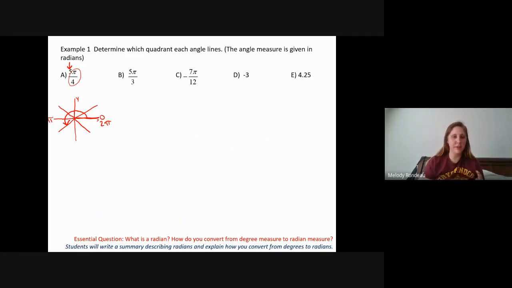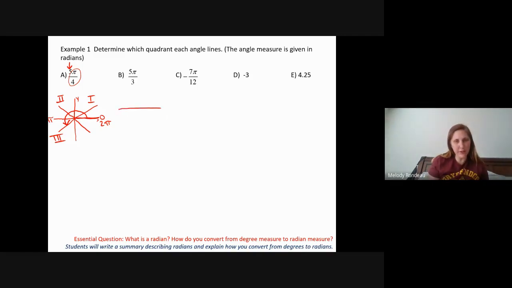Go ahead and type your answer in the chat. Put your answer in the chat. Which quadrant did we land in? I'm seeing a lot of 3s. I think 3. They got it. Awesome. So 1, 2, 3. That is quadrant 3.